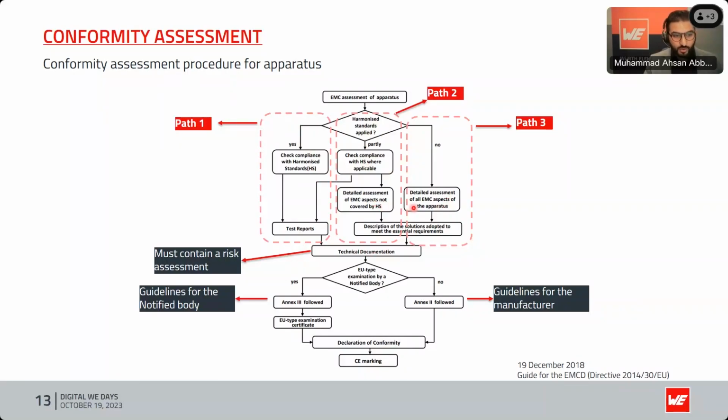But in those cases where you are not applying a harmonized standard, you should have detailed documentation of the solutions which you have applied, which describe the compliance with the essential requirements, and you have to document them in your technical documentation. Once all your documentation is ready, there is a choice of getting the type certification from a notified body, or you can also follow Annex 2, which is given in the guidelines of the directive, without a notified body. You can declare your conformity, prepare your document, and then put CE marking on your product.